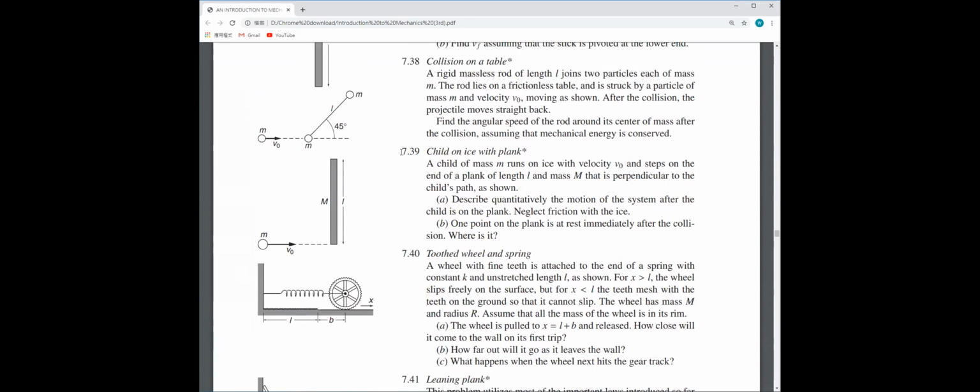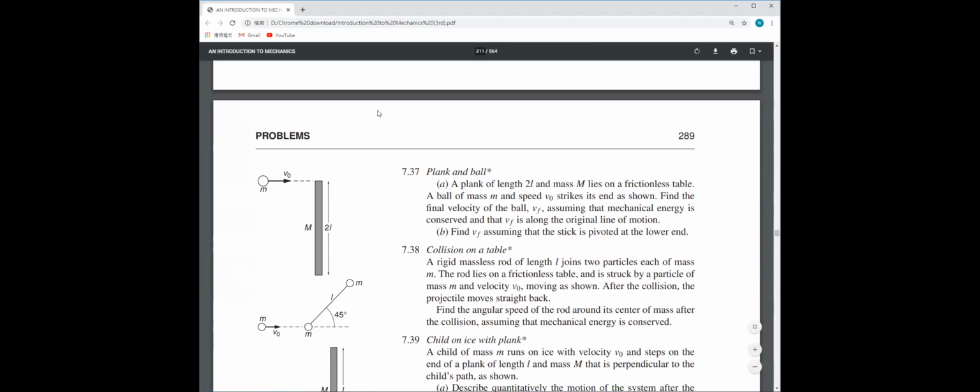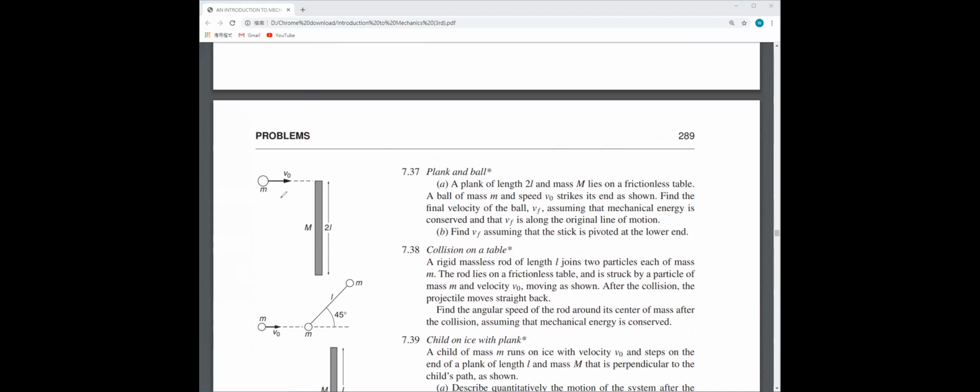So let's have a look at this one today. 7.37, the plank and ball: a plank of length 2L. That means after the collision, the ball has a velocity V_f, and the plank has a velocity V. And then definitely we can write down the conservation of momentum.